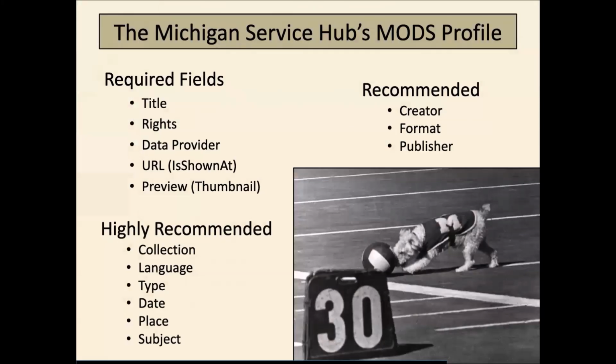In terms of what we do actually require, again, this is what we're mapping over to our profile. What we're really looking for in your collections is very, very simple. We want each record to have a title. We need to have some kind of a rights statement. The data provider is the name of your institution. And then we need to have a direct link to each record. And then, as I said, a thumbnail image of it.